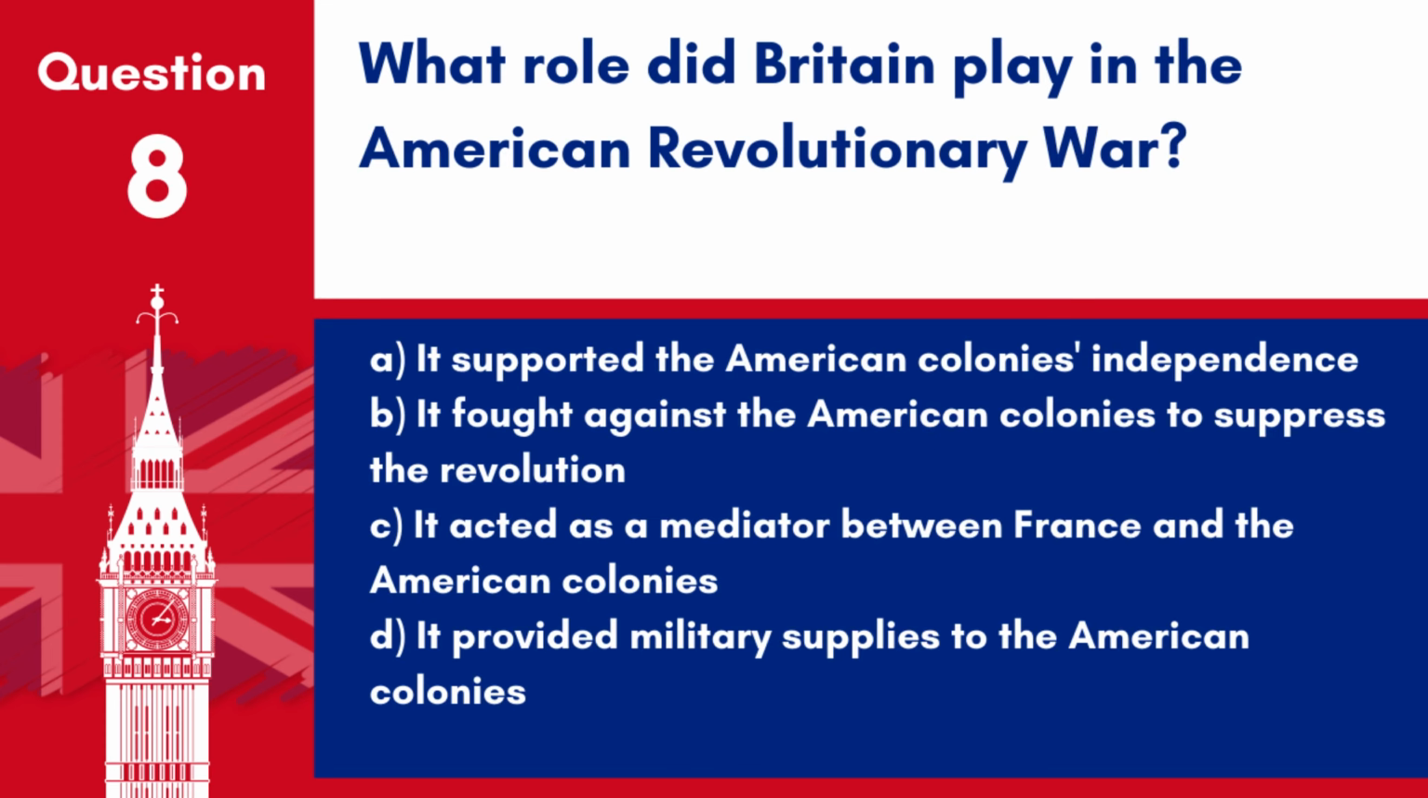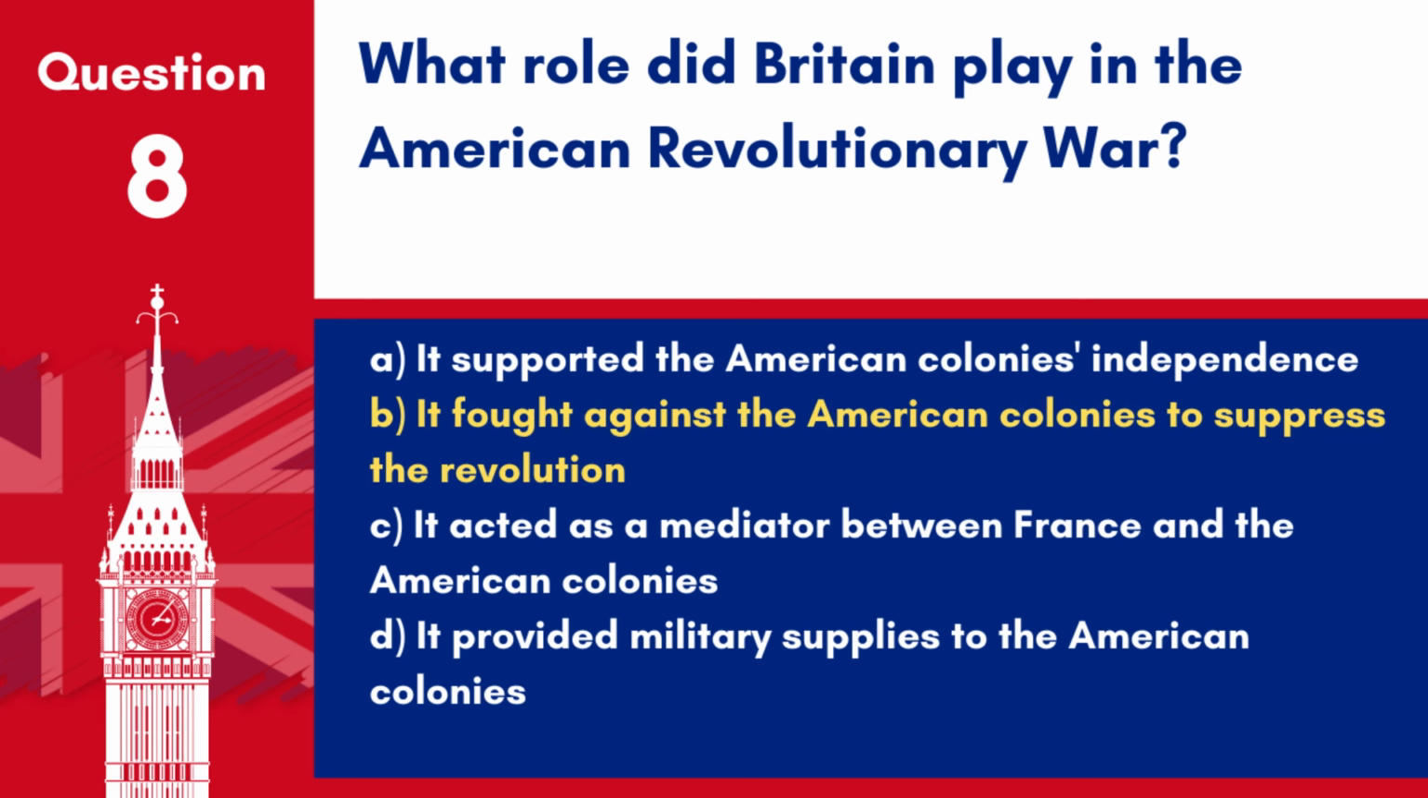Question 8. What role did Britain play in the American Revolutionary War? A. It supported the American colonies' independence. B. It fought against the American colonies to suppress the revolution. C. It acted as a mediator between France and the American colonies. D. It provided military supplies to the American colonies.